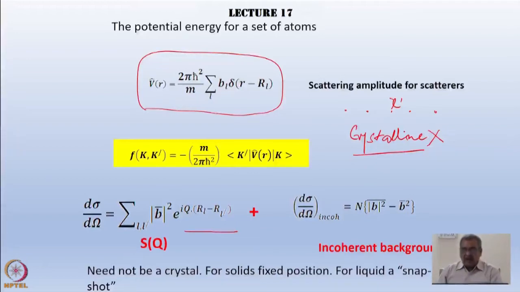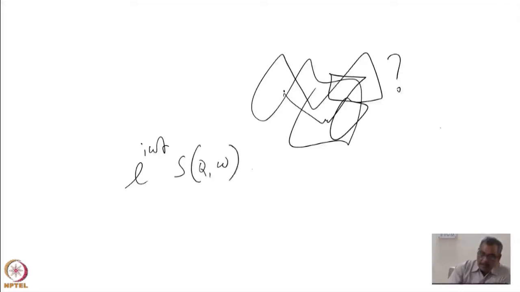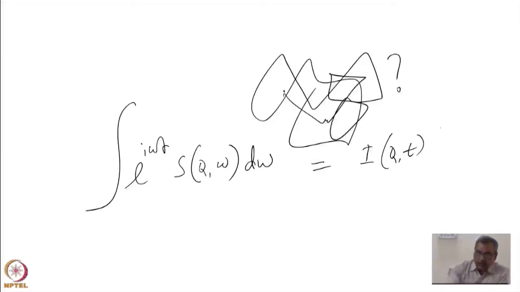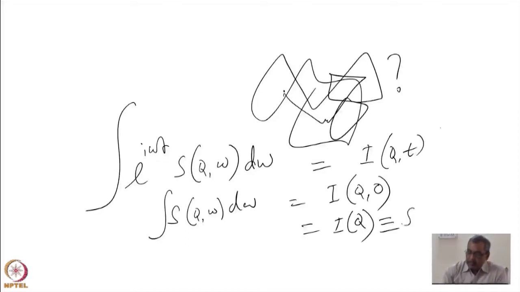Now another question comes, when I am talking about liquids and amorphous systems, then for liquids the atoms and molecules are moving around. So for a liquid, the atoms and molecules are continuously diffusing inside the liquid. Then what will the structure factor show? If you remember, it was e to the power i omega t S(q, omega). If I integrate it over omega, I am supposed to get I(q, t). And in this integration, if I put t equal to 0, then it is an integral over S(q, omega) d omega, which gives you I(q, 0). Or for most of our structure work, I can call it I(q) or S(q), which I will be measuring in a scattering experiment.